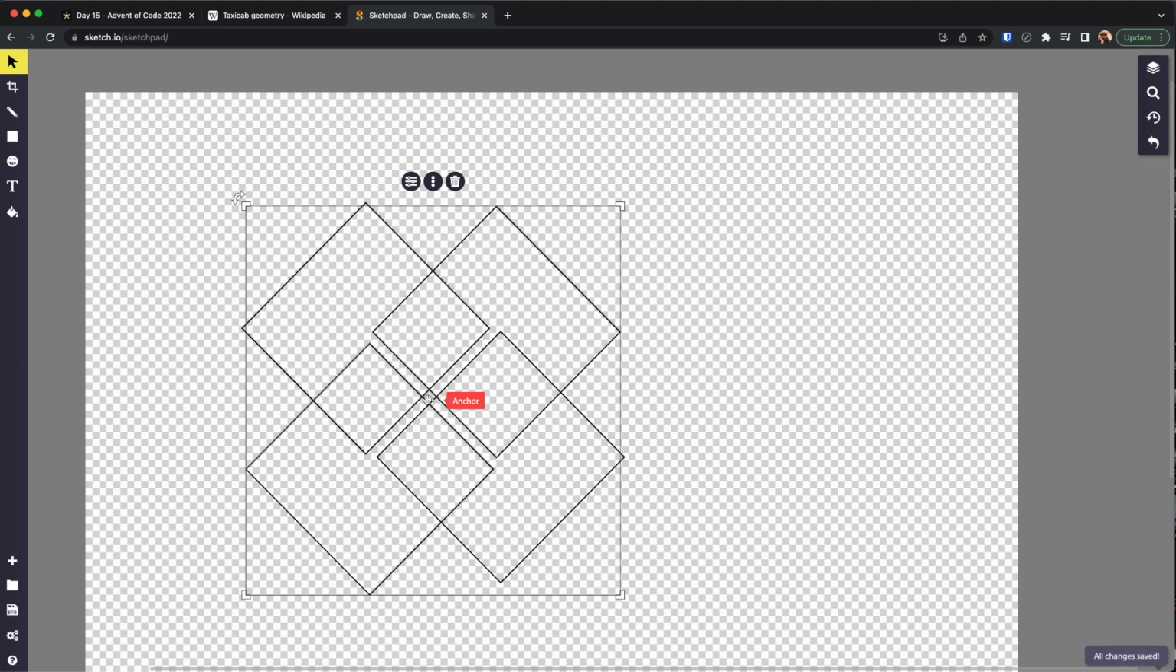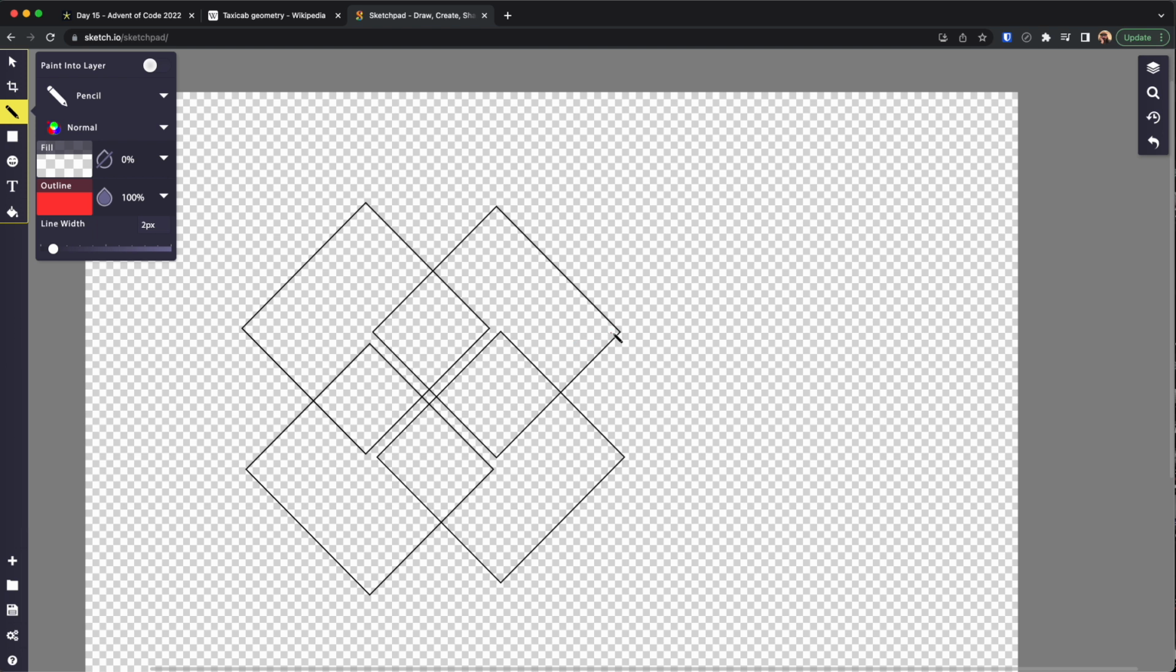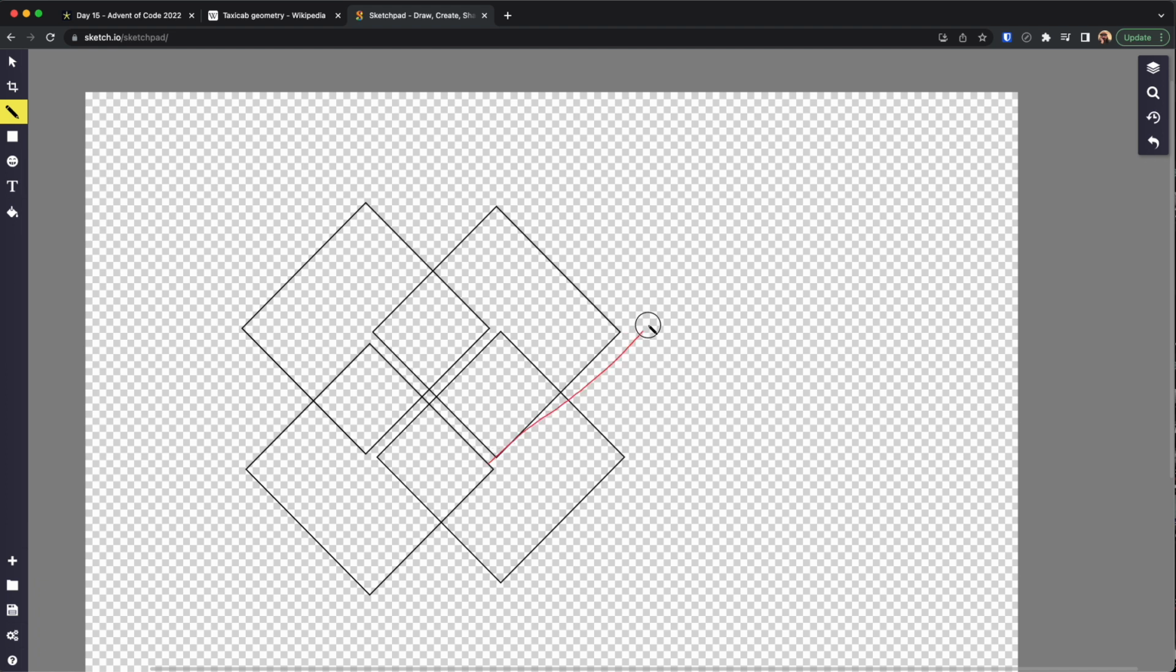Now to find this point, I need to do a few things. First, for each of these diamond shapes, I need to figure out the x and y value.